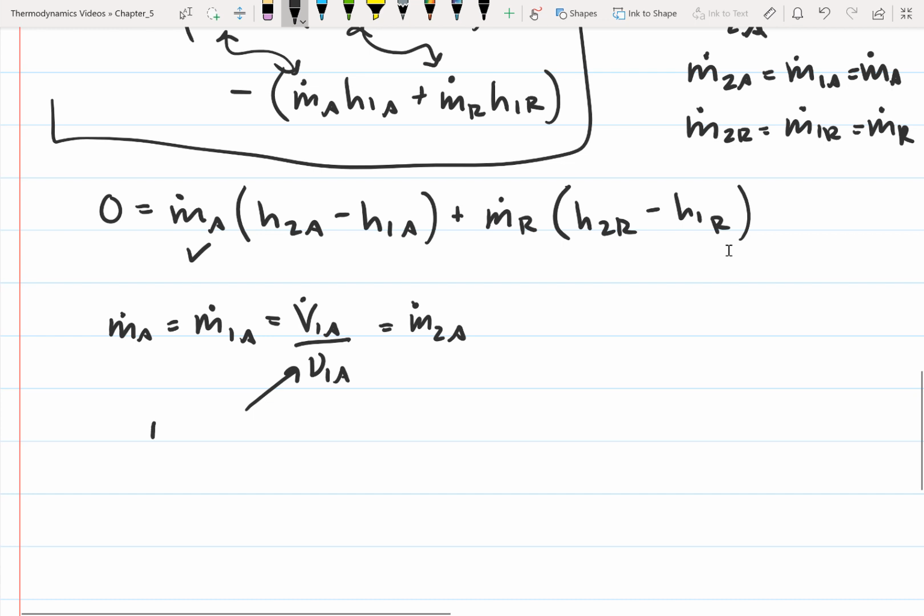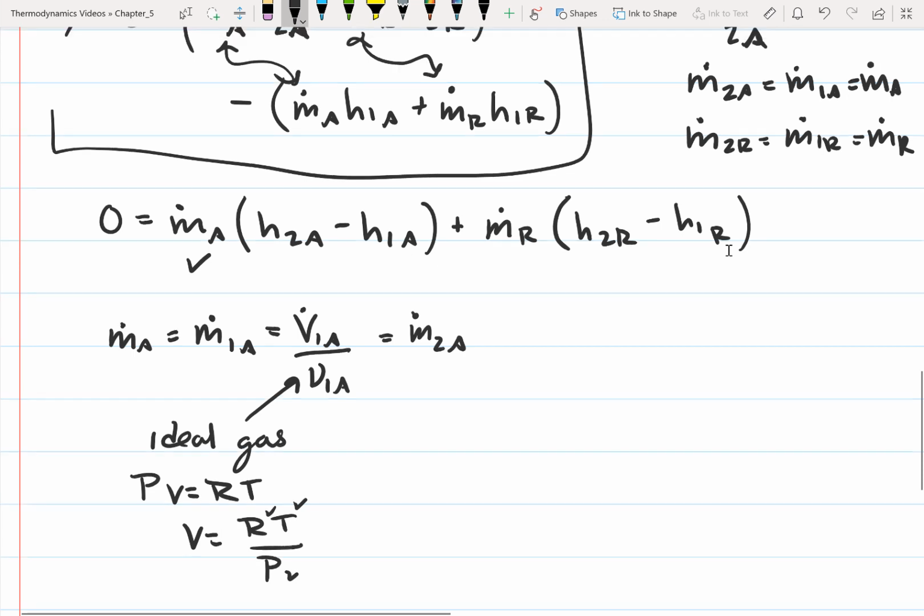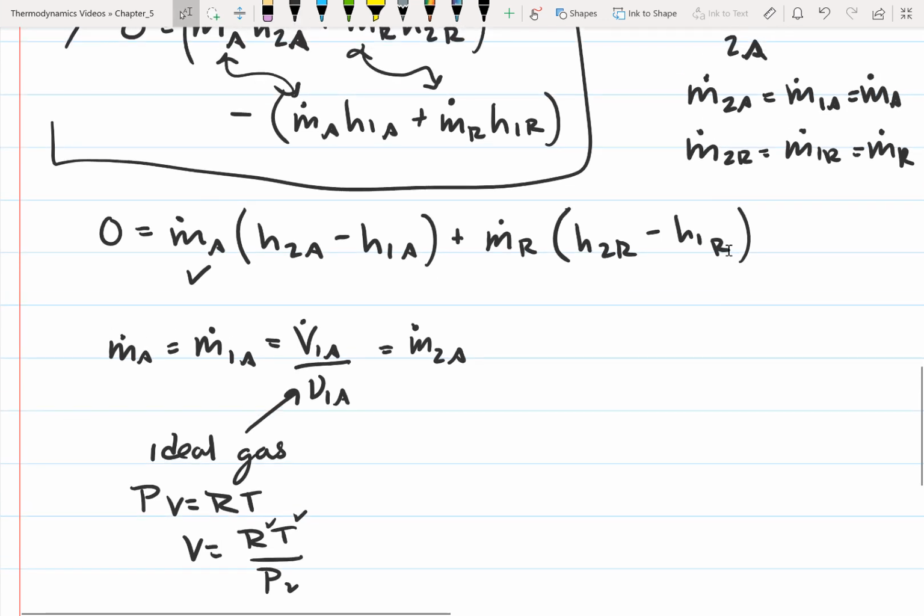And then since we assume that this is an ideal gas, we can calculate the specific volume from the ideal gas law. So the volume is just equal to RT over P. We know the temperature, pressure. We can look up the gas constant. So we have everything we need to calculate the mass flow rate of the air. So we're going to basically assume that that's known. This is what we're looking for.